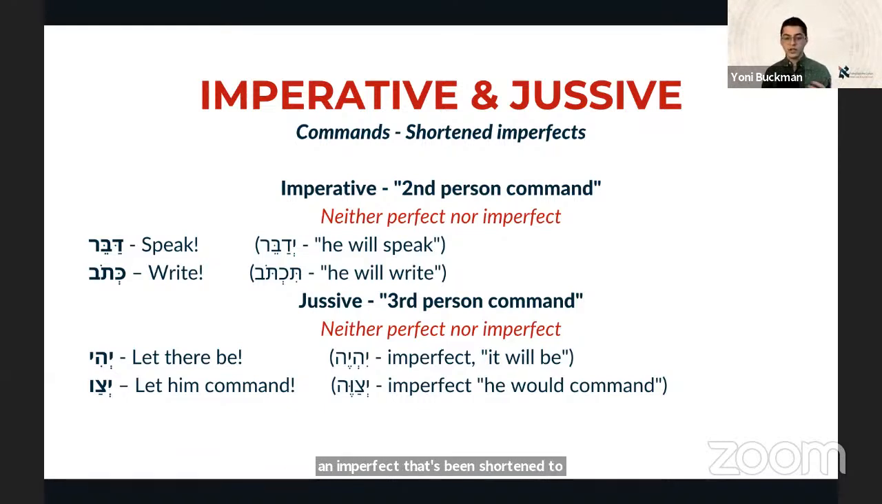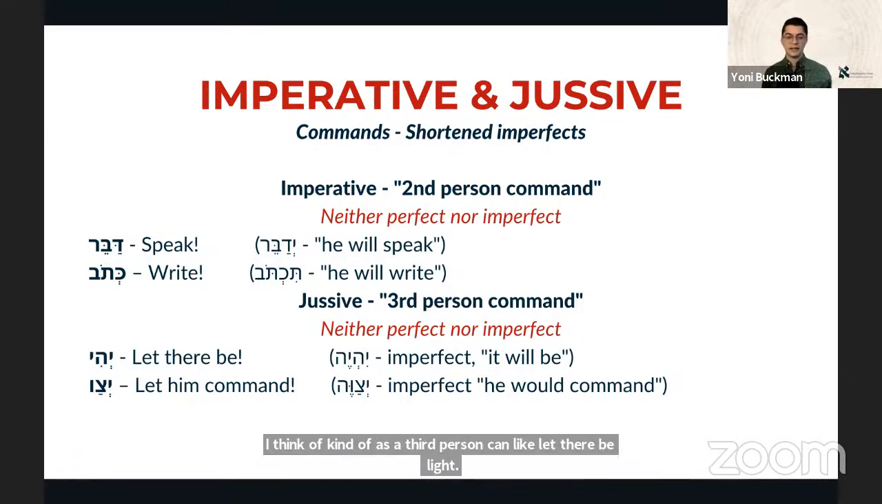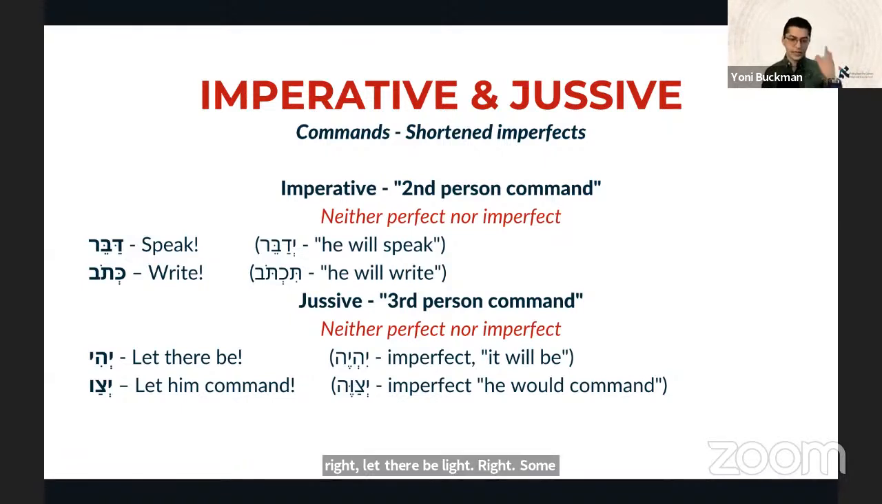And you also have these jussives, which again, I think of as a third person command, like let there be light. I'm not saying to the light, be, I'm saying to the world, to the universe, let there be light. Sometimes you hear people say Yechi HaMelech, long live the king. Yechi, to be chai is to be alive. So Yechi HaMelech, let the king live, long live the king or whatever. So you have here Yehi, and it's again shortened from the imperfect of Yihye.